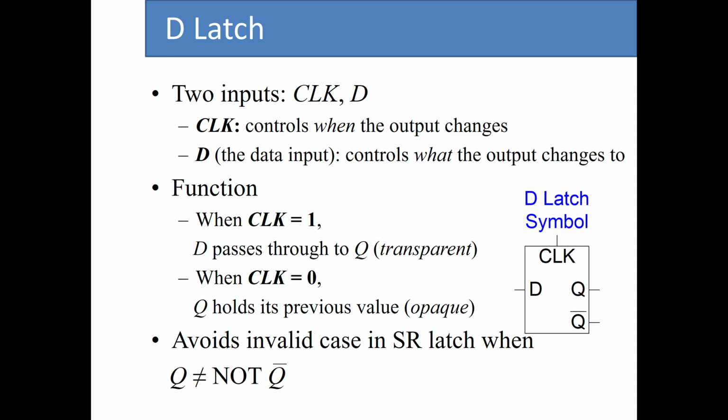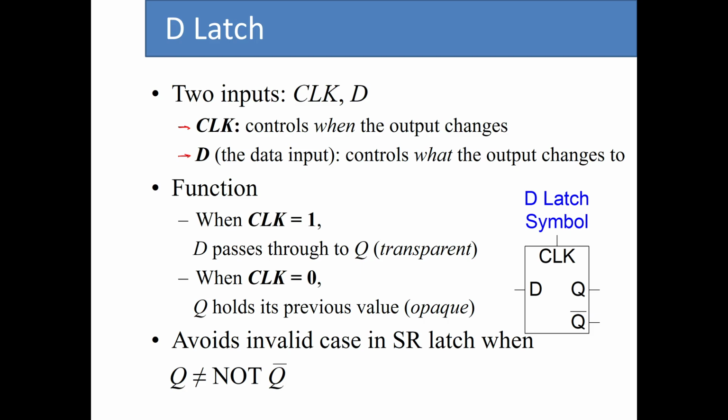A D-Latch in general has two inputs. One is the clock signal and the other one is the D or the data input. Symbolically, the D-Latch is shown like this. With the rectangle, clock is entering the D-Latch from the top or the bottom. The input D is on the left side, and the outputs Q and Q bar are on the right side.